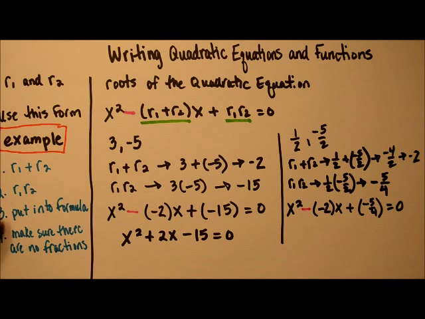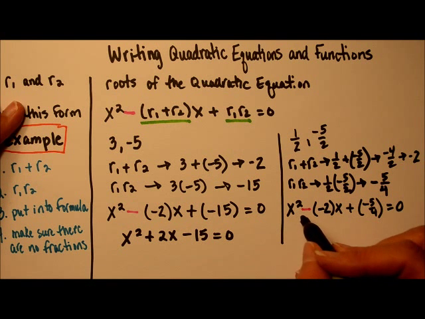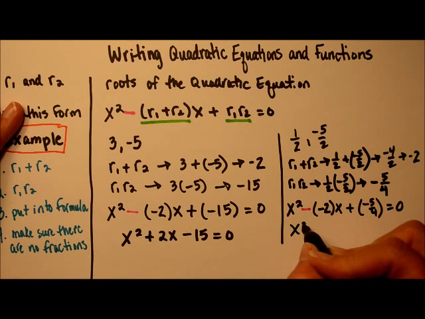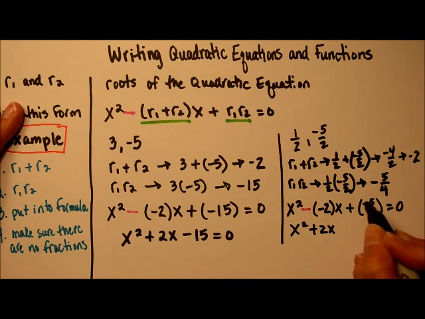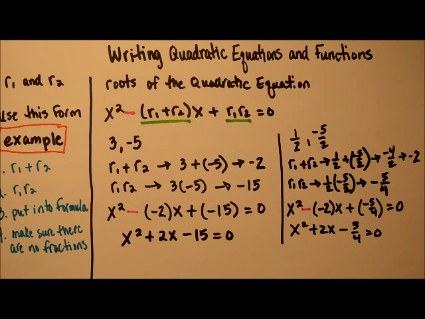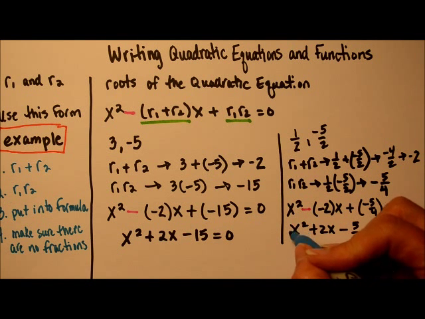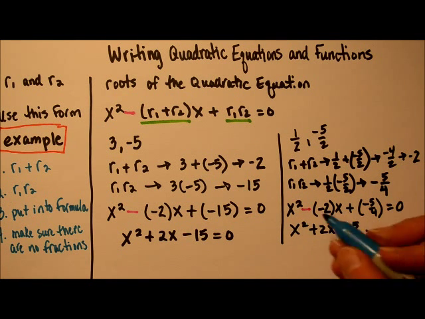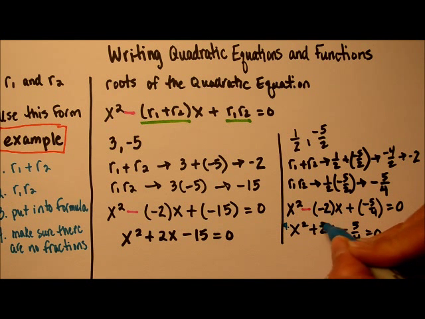So I put it into the formula, and then I'm going to fix up these signs, and make sure that there are no fractions. Fixing up these signs, I'd have x squared plus 2x minus 5/4 equals 0. But I have a fraction, and I don't want a fraction. I can't really keep the fraction. So I'm going to multiply each piece by 4, right?